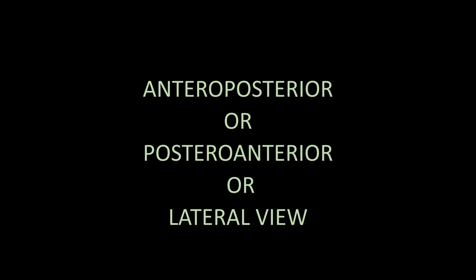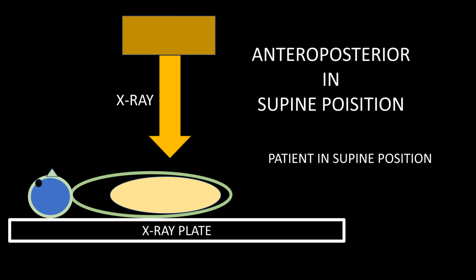View of the X-ray film. As we know, in the anteroposterior view, X-rays come from the anterior side of the patient and the X-ray plate is put on the posterior side of the patient. In abdominal X-ray, when we take an anteroposterior view in supine position, the X-ray passes vertically. But when we take a posteroanterior position, the X-ray will pass from posterior to anterior side.